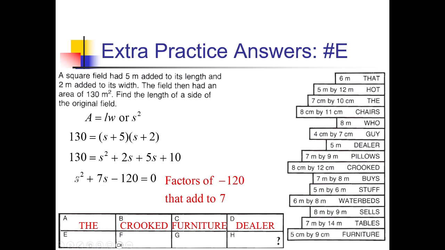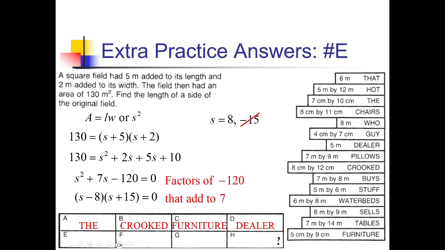So let me split this up then into (S minus 8)(S plus 15). Zeroing each of these out, I get S equals positive 8 now as one of my S values, and also negative 15 for that other parentheses. But here again, we can't have negative dimensions, so cross out the negative.